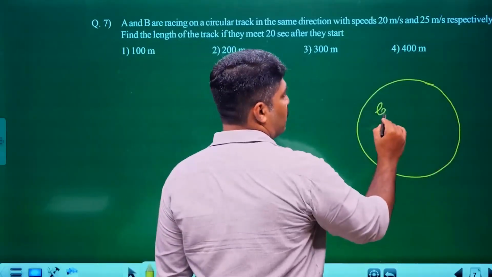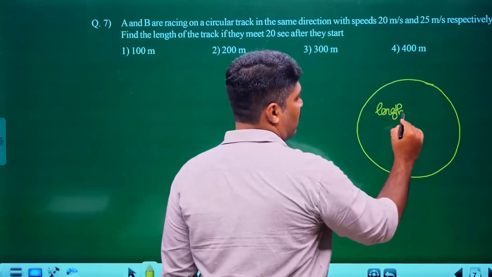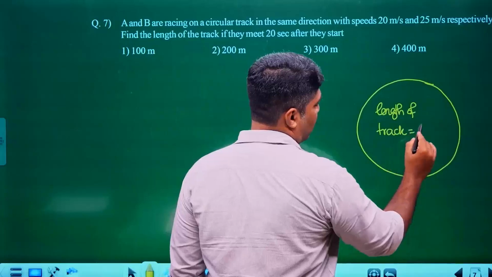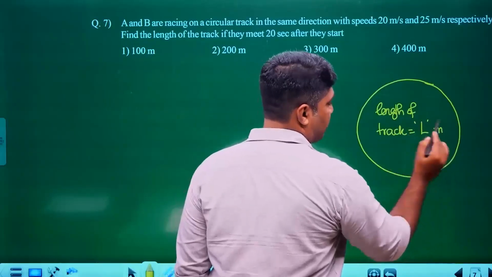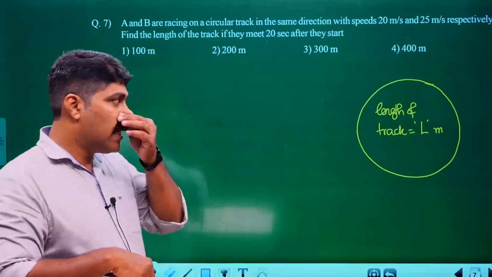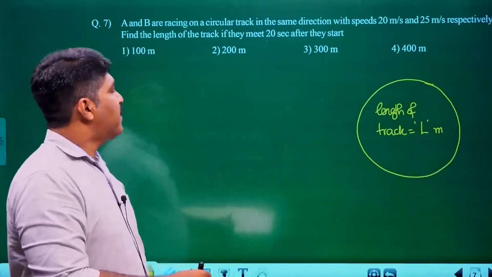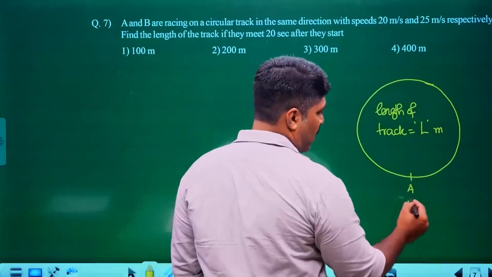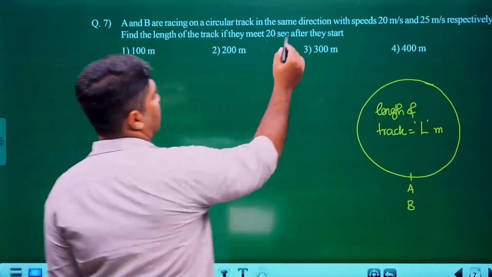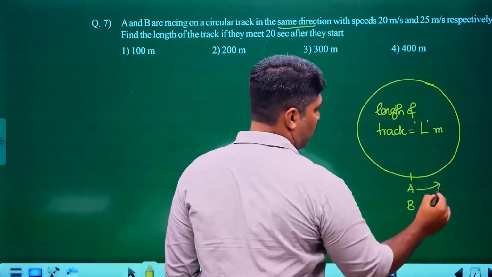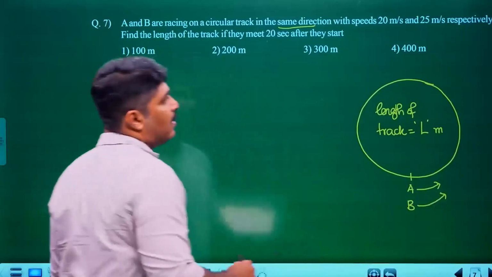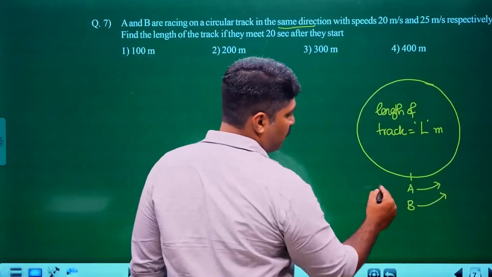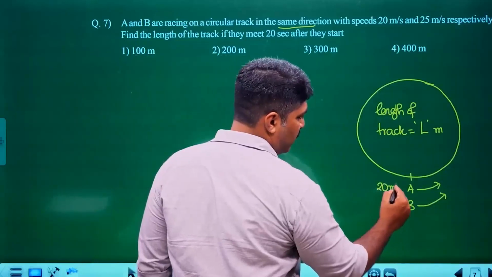here we are assuming the length of the track is L meter. Got it? So here the length of the track is L meter. Two persons A and B start running from the same point, and A and B are running in the same direction. So both are running in the same direction, with respective speeds of 20 meters per second. So the first person's speed is 20 meters per second.